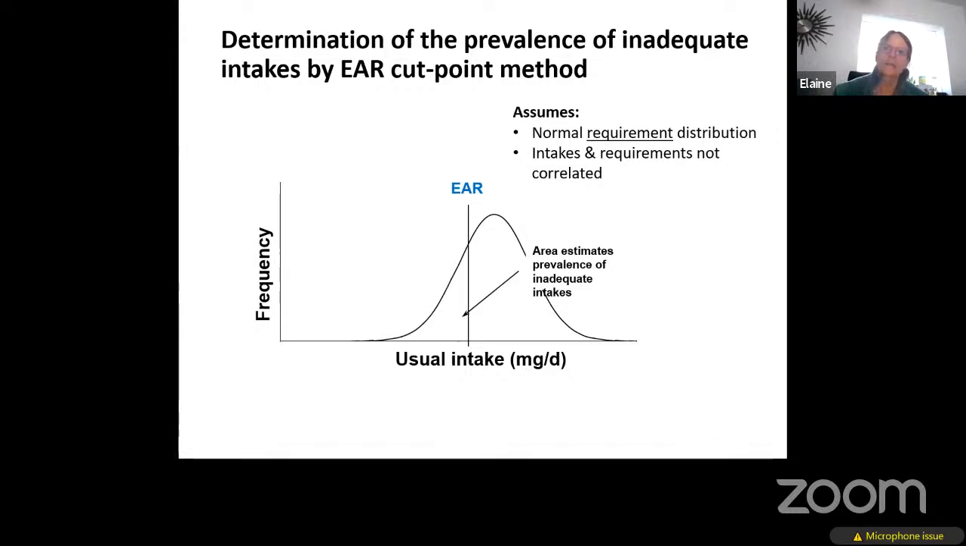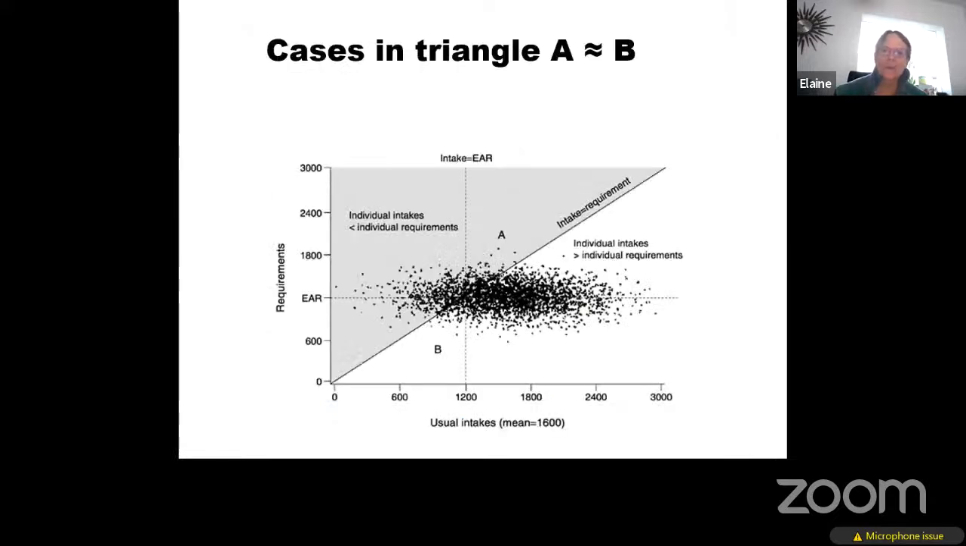Reminding you again, it only works if the nutrient requirement distribution is normal and the intakes and requirements are not correlated. And it does not identify individuals at risk. It only identifies the percentage of individuals within a population that are at risk, but not the actual individuals. And how it works and why it works.